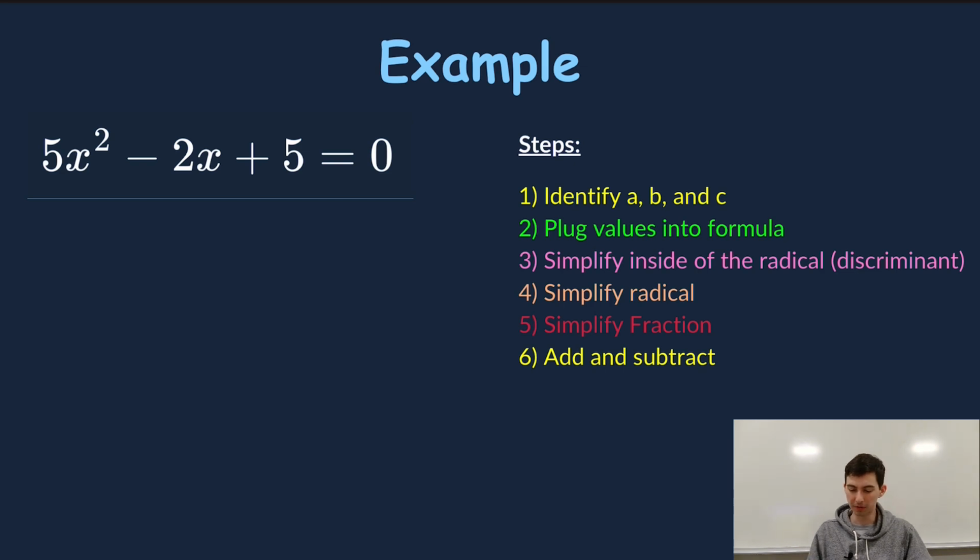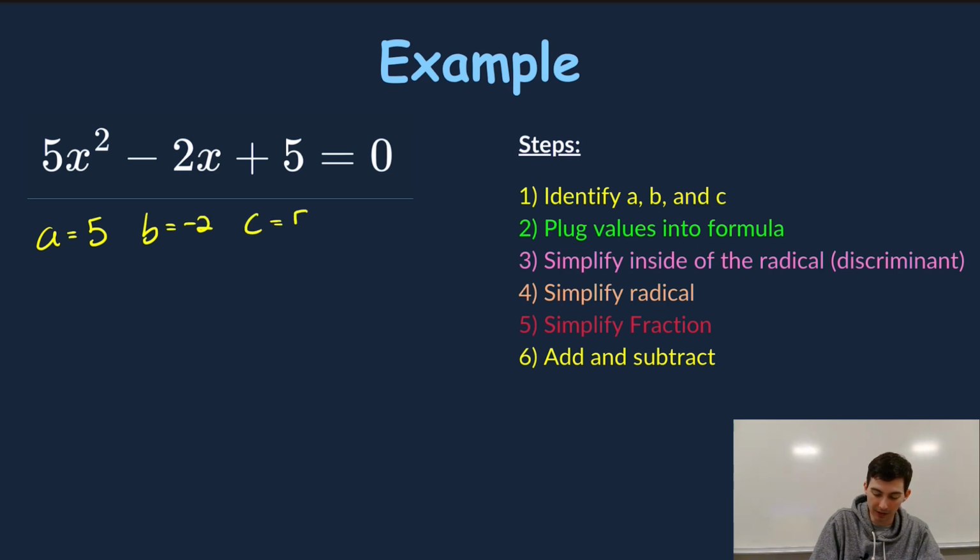So again, my first step is going to be to find my a, b, and c. Here I am equal to 0, so I can go ahead and say that a is my number in front of my x squared, which is 5. B is going to be negative 2, and C is going to be 5.